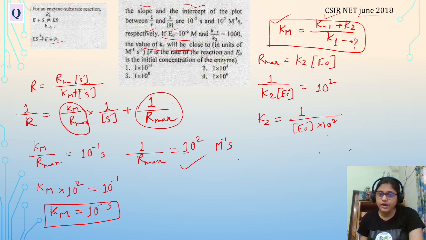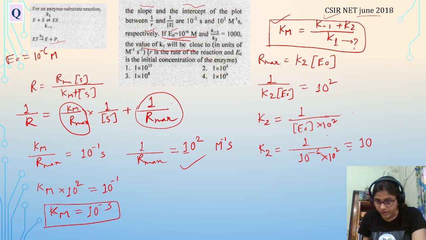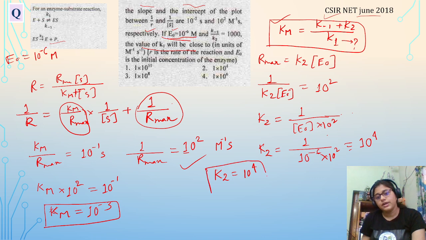So what is E0 value given here? E0, I am writing here, if you can't see, is 10 to the power minus 6 molar, right? So if we put the value, K2 is 1 by 10 to the power minus 6 into 10 to the power 2, which will be equal to 10 to the power 4. So K2 equals 10 to the power 4. This value also we got.